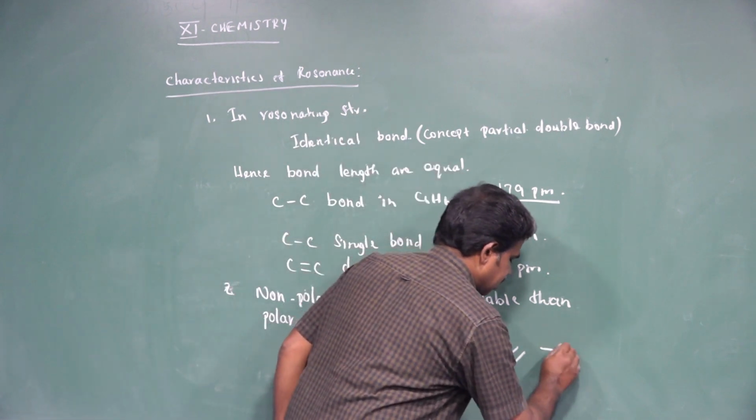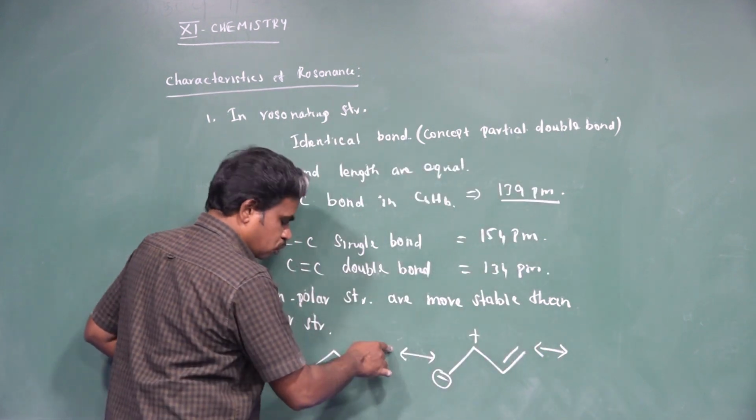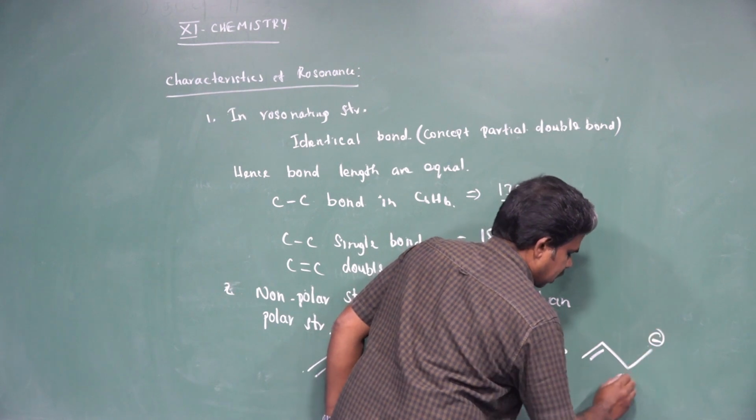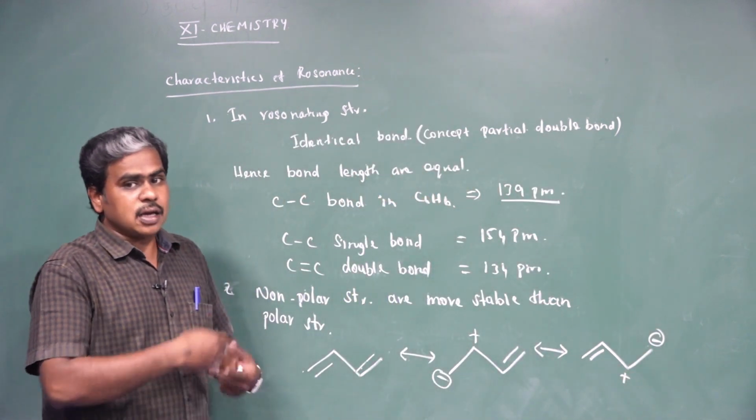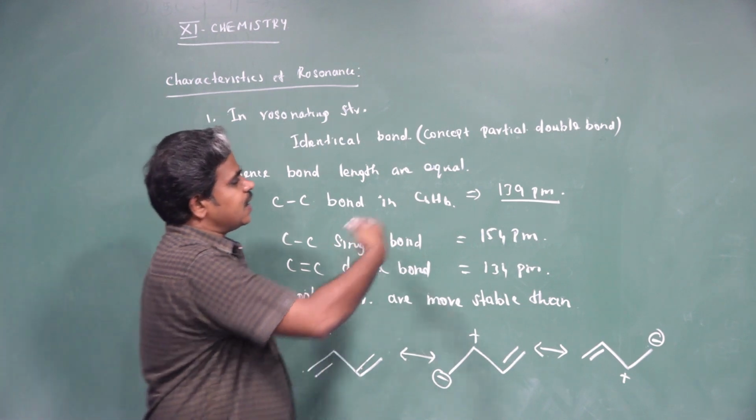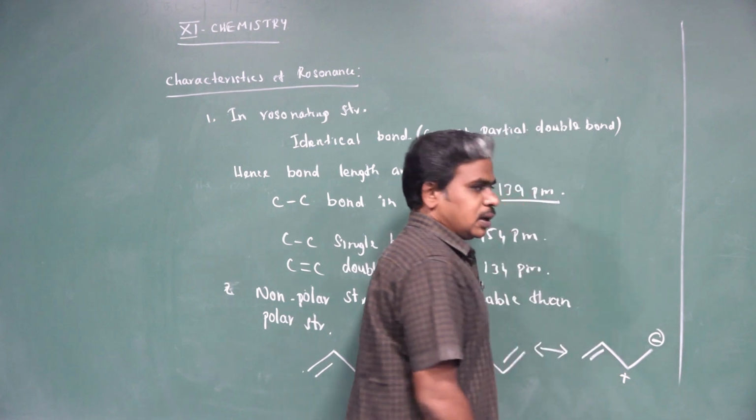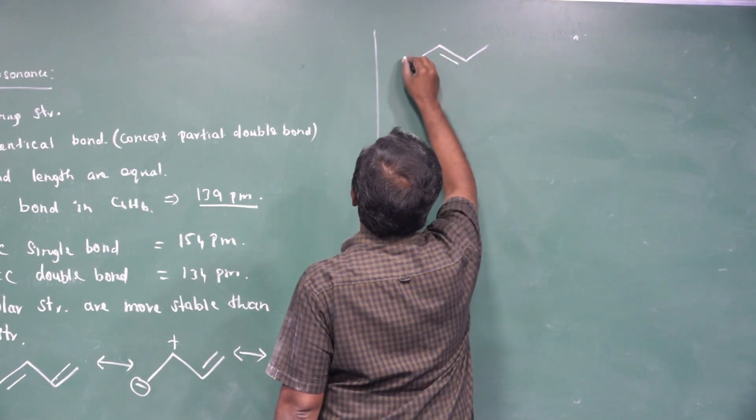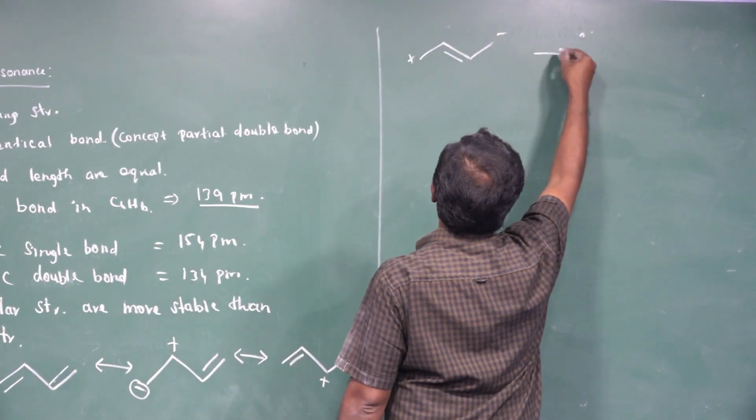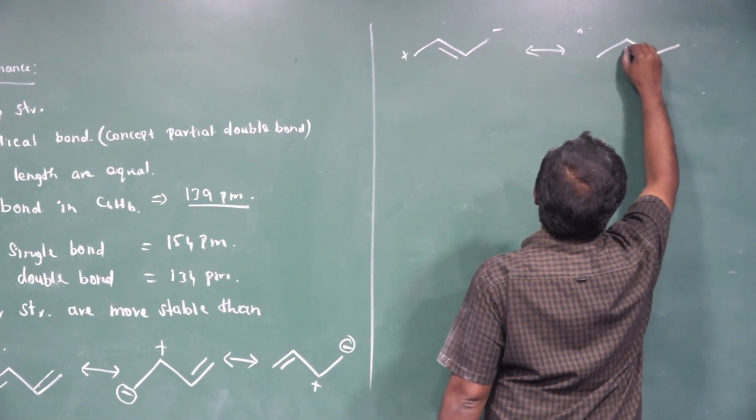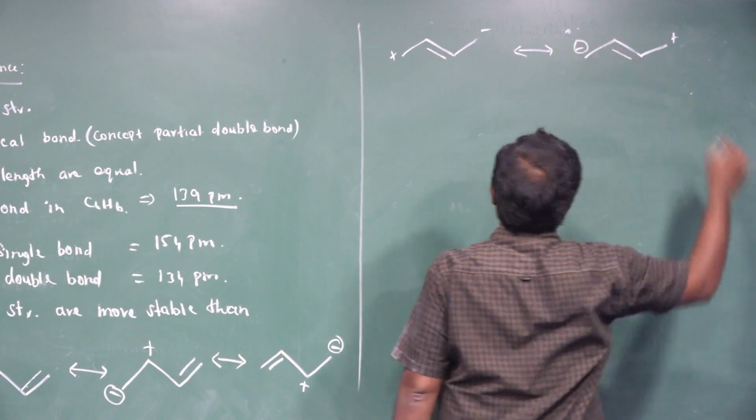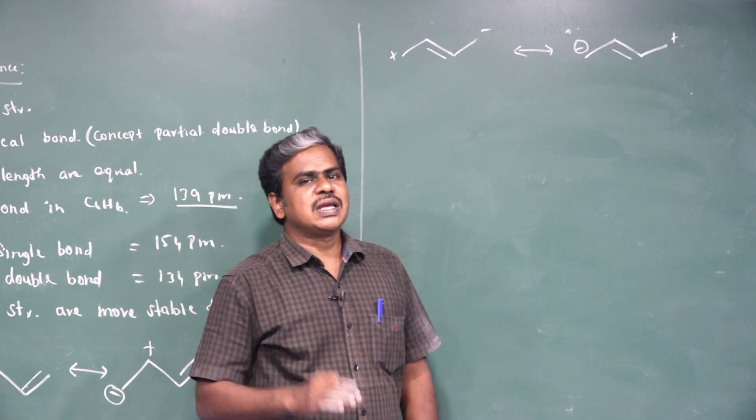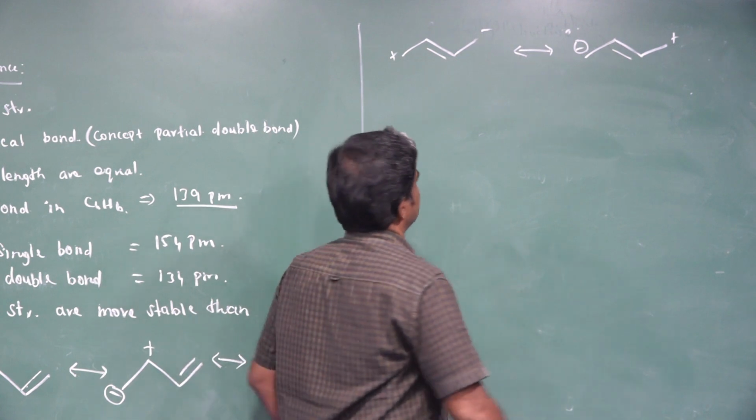The same way another structure is possible. This bond is moved here, so we get the bond with a negative charge and a positive charge. And another two more structures are possible for 1,3-butadiene, each with positive and negative charges. Now there are five structures. Among the structures, which one is non-polar? The first structure, it is polar.